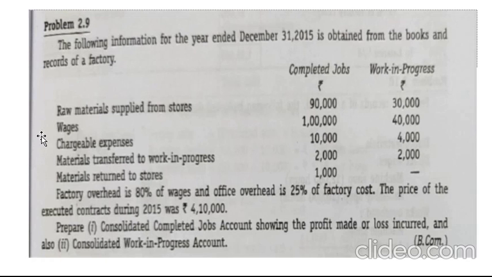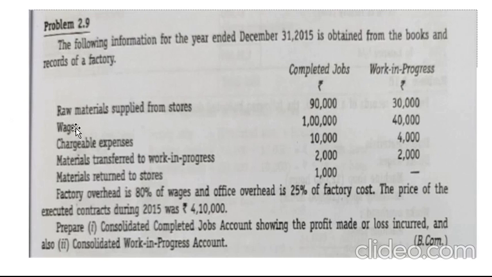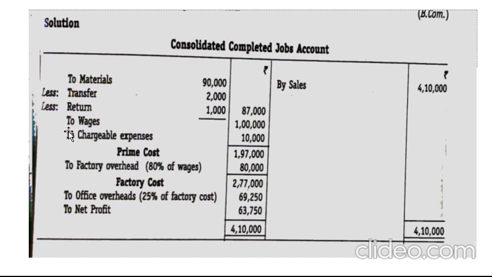The first transaction here is raw materials supplied from stores. Yes, we are getting raw materials from the stores, so we are going to debit to materials because it is coming in: to materials 90,000. Next you have wages. Wages is 1 lakh. Wages is also an expense, so we are debiting an expense, to wages. But before that we will have materials. We need to check whether there are any transactions related to materials.